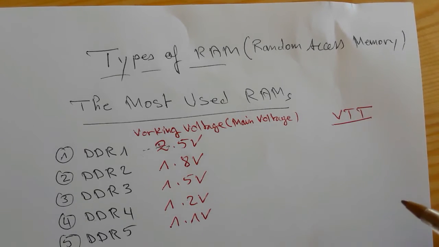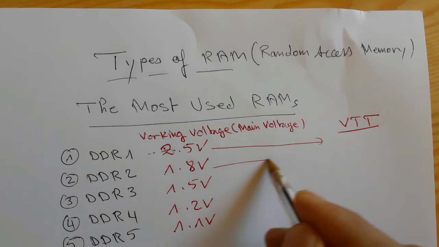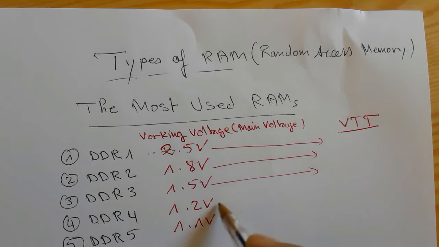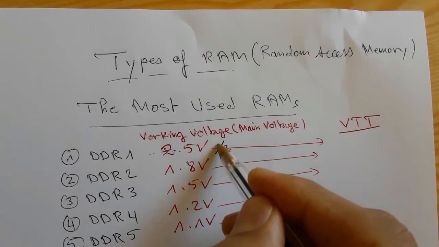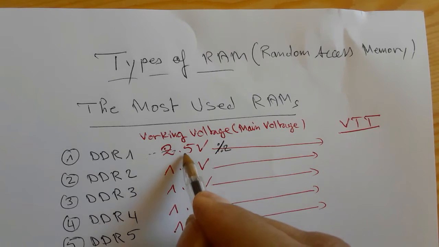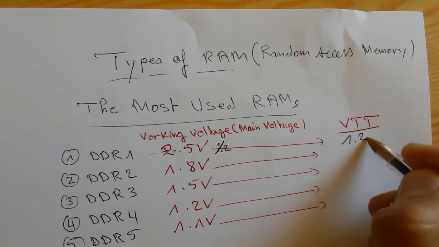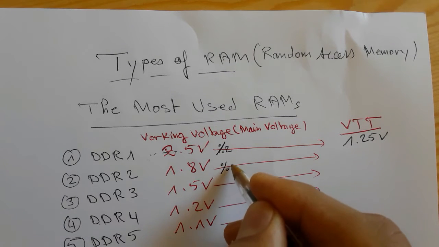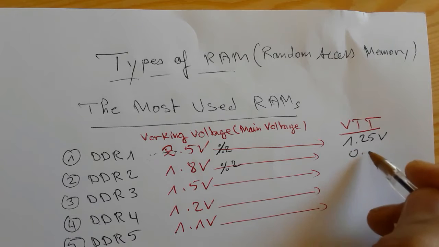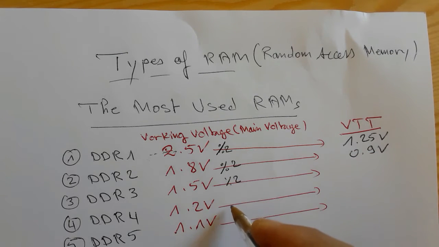So now we're going to see the VTT or the voltage terminal. Okay, so the voltage terminal for each RAM is the half of the main voltage. So for DDR1, we should divide 2.5 volt by 2. We get, as you can see, 1.25 volts. Okay. For DDR2, as you can see, always divided by 2, we have 0.9 volt.